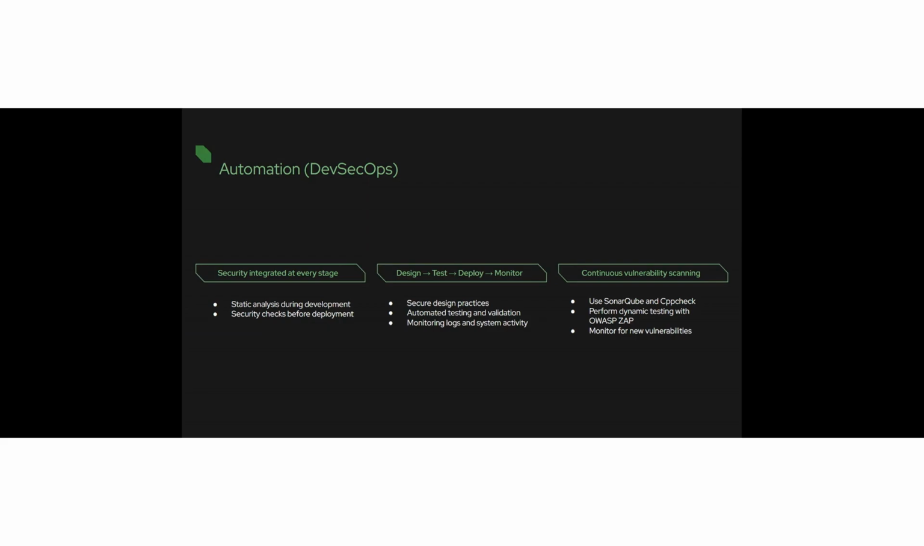Security is integrated into every stage of the development lifecycle. During development, static analysis tools identify issues early. During testing, automated tools validate functionality and simulate attacks. After deployment, systems are continuously monitored for unusual activity. Tools like SonarQube, CPP-Check, and OWASP are used throughout this process. This approach ensures continuous vulnerability detection and supports a strong defense in depth strategy.